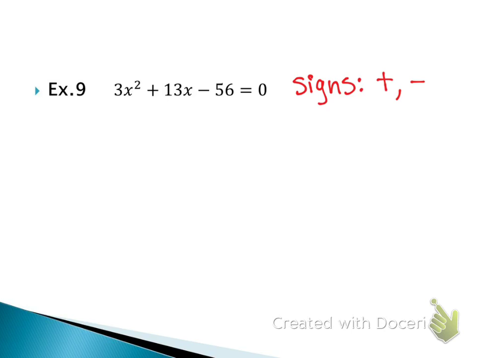How do we know that we need different signs? The constant is negative. Thank you, Danielle. If the constant is negative, that means we have to multiply to get a negative. Only different signs will multiply to a negative. We can't have the same sign.